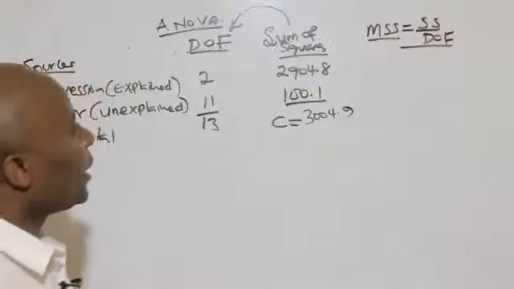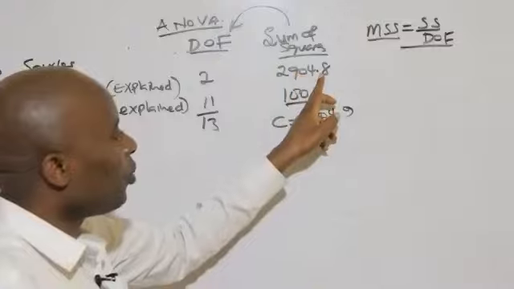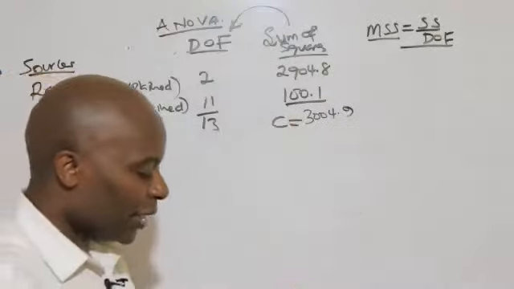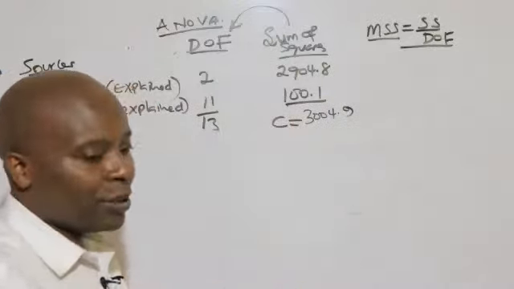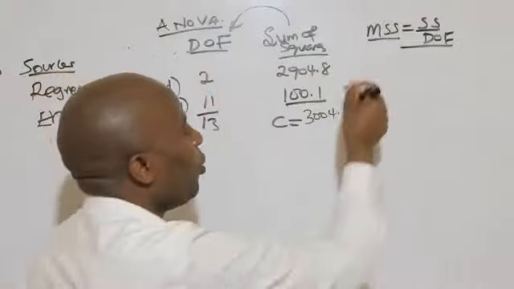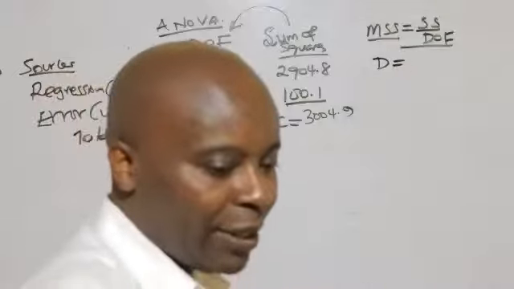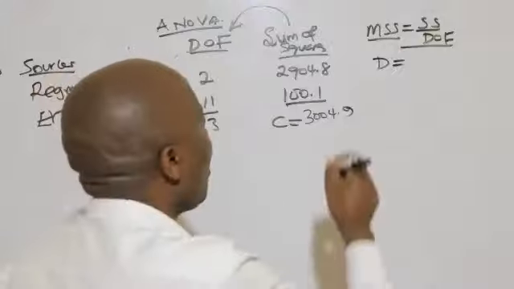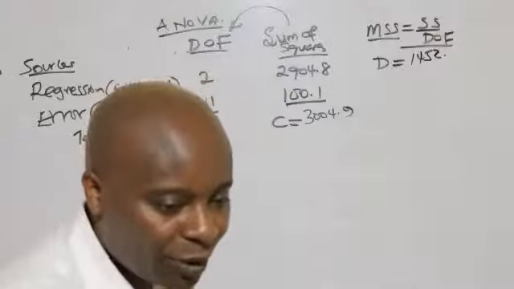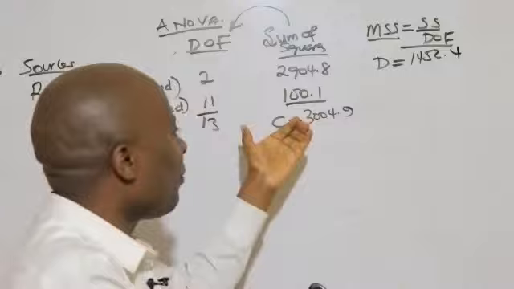So we have here the mean sum of squares. It is the sum of squares divided by the degrees of freedom. So you take 2904.8 divided by the corresponding DOF. The first one, which is D and is missing, will be 2904.8 divided by 2, which gives us what figure? I'm being given a figure here by John again, 1452.4.